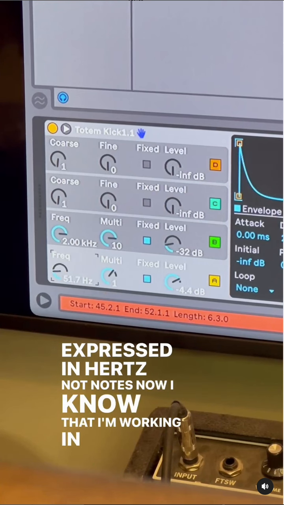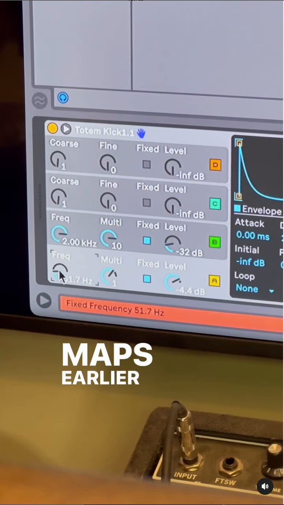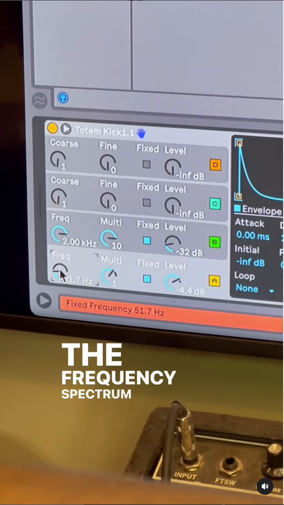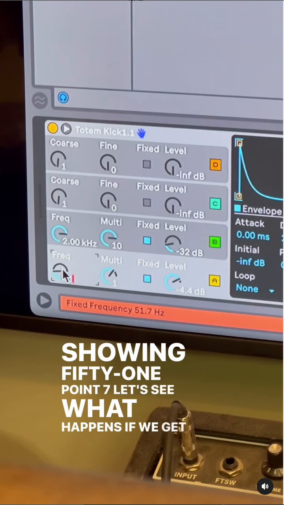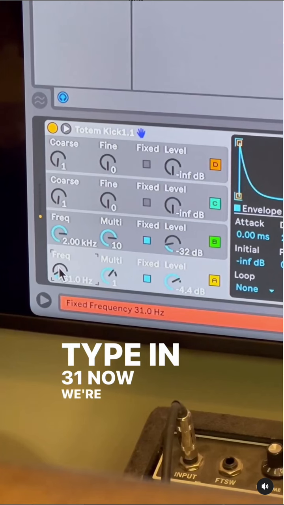Now I know that I'm working in the key of B minor here, but B, we know by looking at those maps earlier that B is 31 and 62 hertz, are the lowest intervals in the frequency spectrum for the key of B. So right now it's showing 51.7. Let's see what happens if we type in 31. Now we're in the key of B.